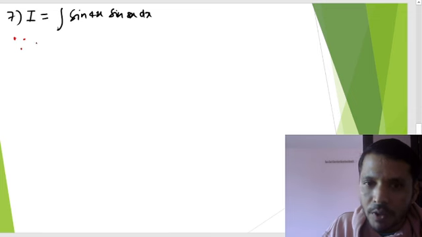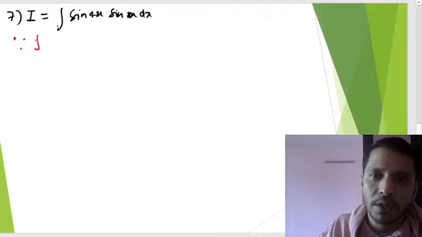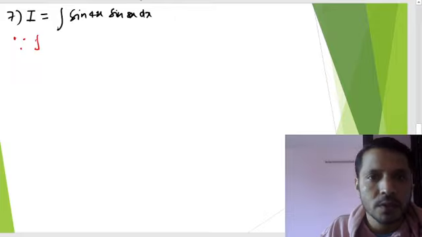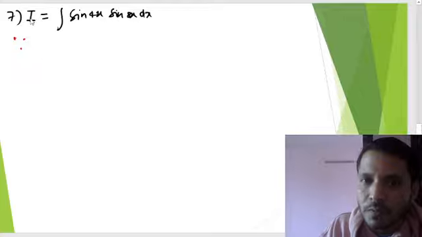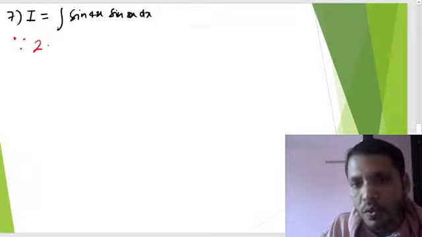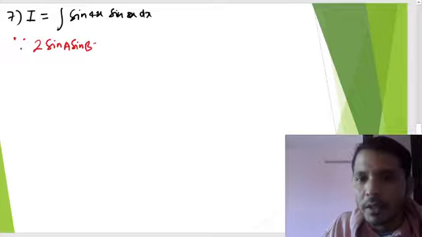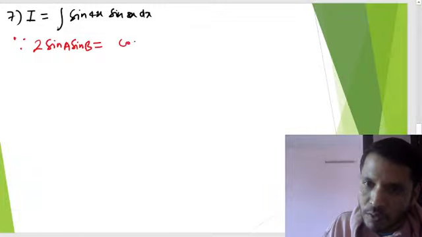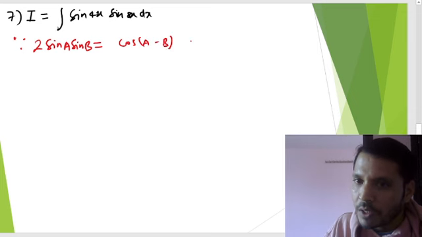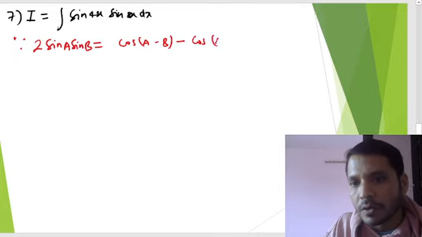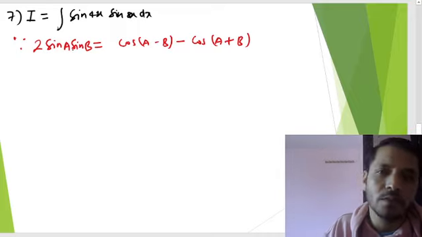First we need to convert the product without applying the integration. The formula is 2 times sin a into sin b is equal to cos(a minus b) minus cos(a plus b), right? This is the formula that we need to apply here.